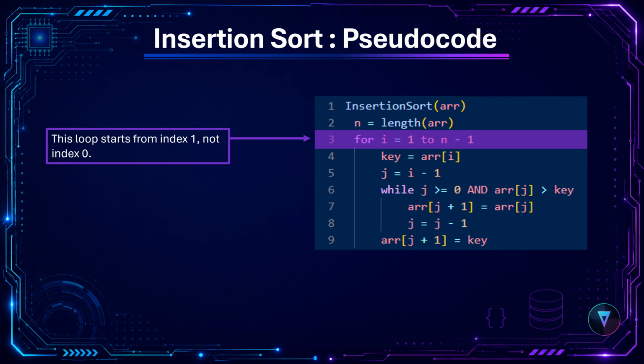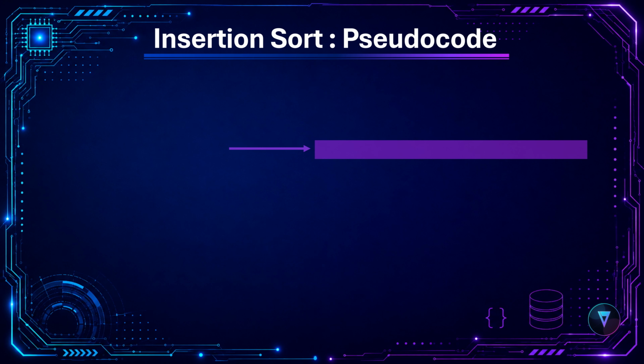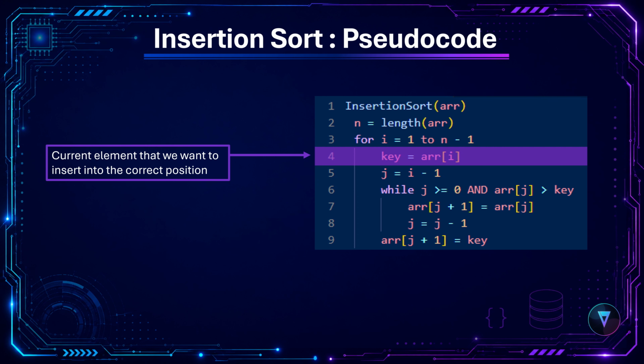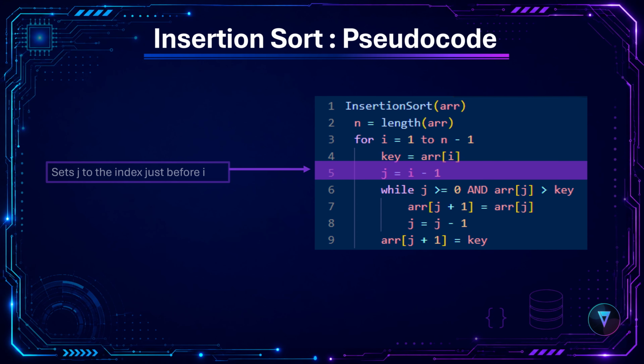Yes, exactly. That picked element is called the key. So when we say key equals R of i, we are saying this is the value we want to insert. And then j equals i minus 1. So j points to the element just before the key. Yes, j helps us scan backward through the sorted part of the array. We compare previous elements with the key.